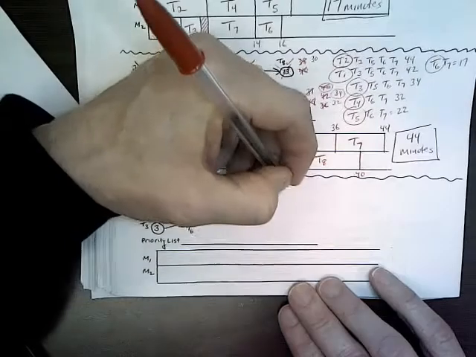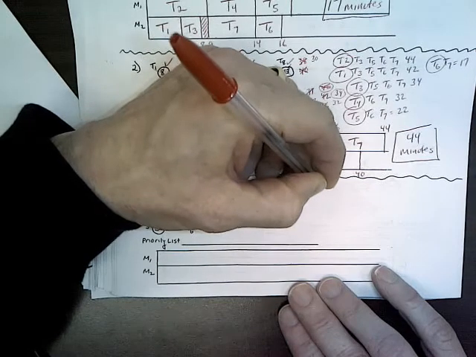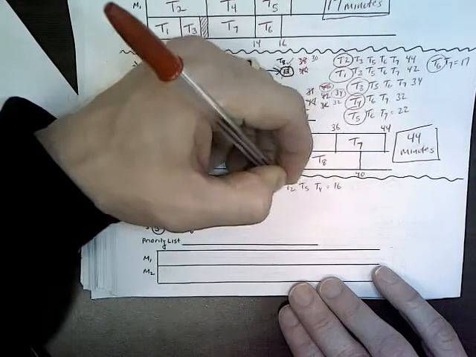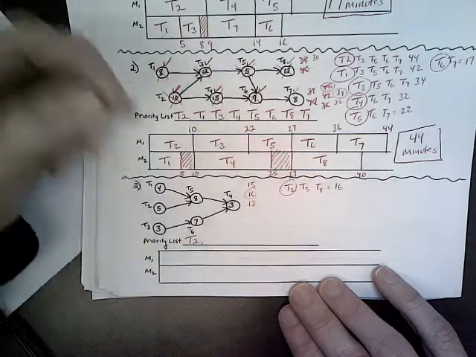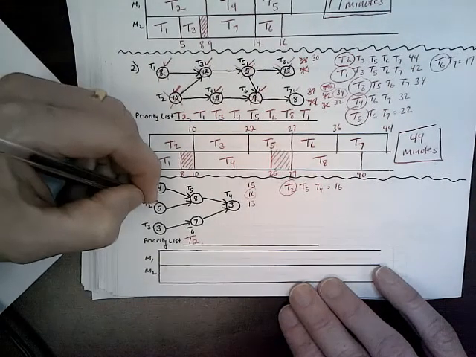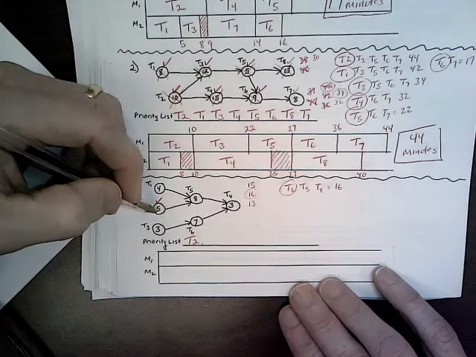So T2, T5, and T4, that added up to 16. T2 was at the beginning of that. So T2 is the first one in the priority list. Okay? So that takes out T2 now.